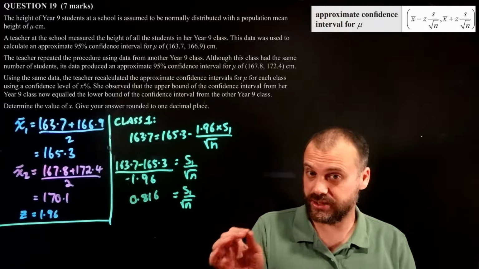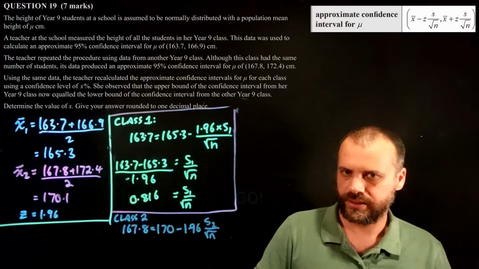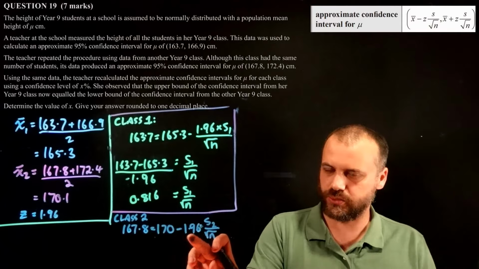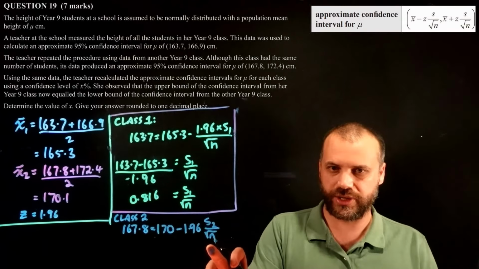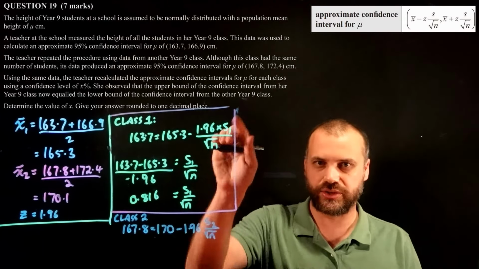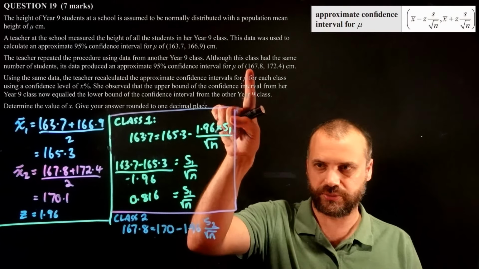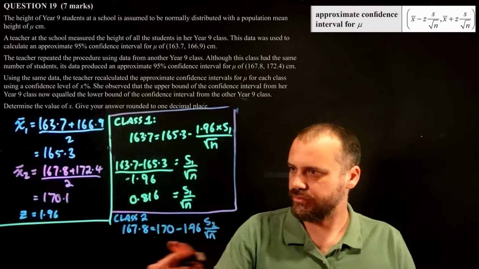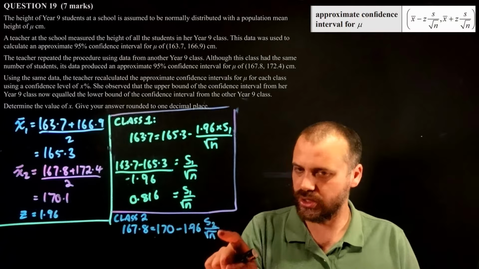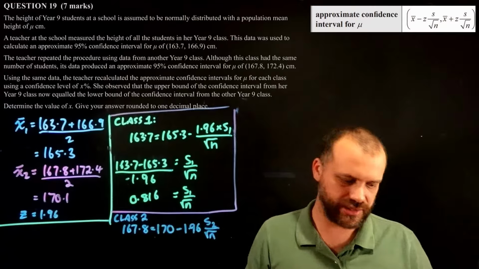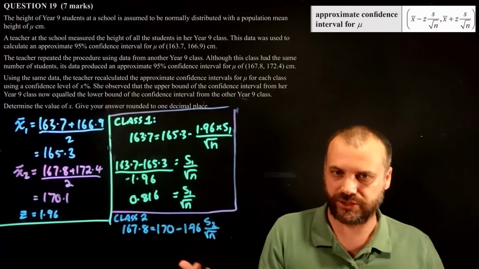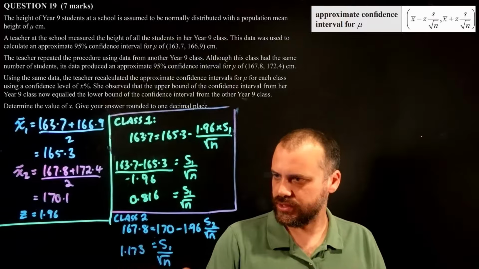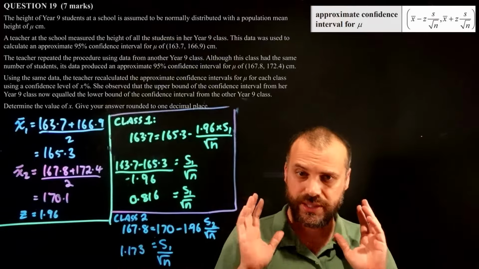And we can do exactly the same thing for class 2. So class 2, we get 167.8 equals 170 minus 1.96 S2 over root n. Now this formula is based on the lower confidence interval, 167.8, but you can also do it for the upper confidence interval as well. Now rearranging this for S2 over root n, so the standard deviation of this class 2, we get some value as well. I'll skip this middle line and jump straight to that value. Okay, and so we've got this value here, we've got this value here.